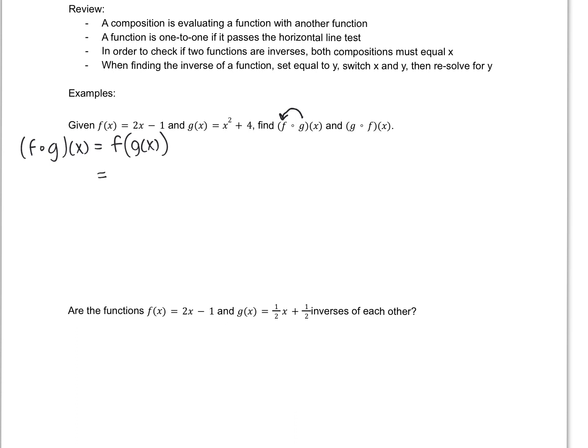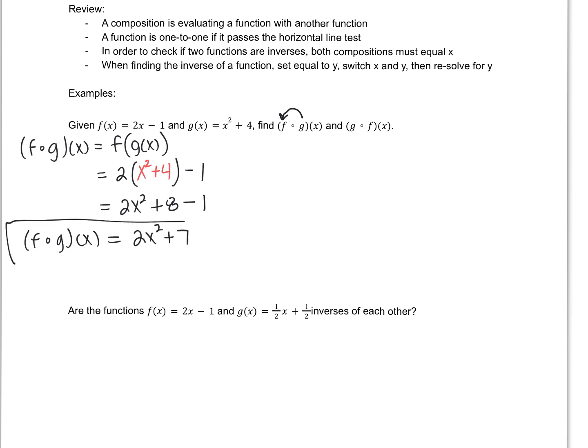I'm going to start with my equation f, and it starts with 2, so I'm going to write 2. Now instead of rewriting x, I'm going to replace it with my function g. So it's going to become, in parentheses, x squared plus 4, and then minus 1. Now I'm going to distribute the 2 into the parentheses, and we get 2x squared plus 8. And then we still have our minus 1. The last step of the composition is to combine like terms, if there are any. And we get 2x squared plus 7. There's our final answer.